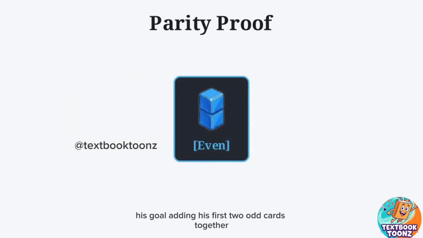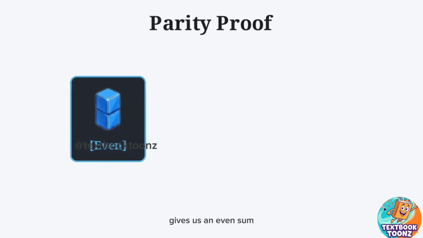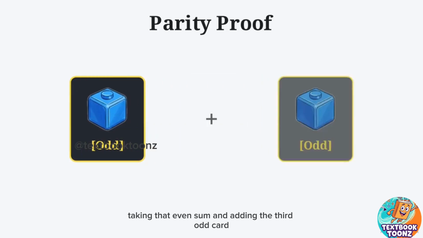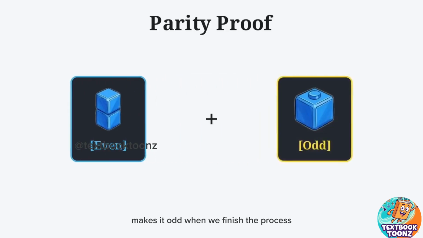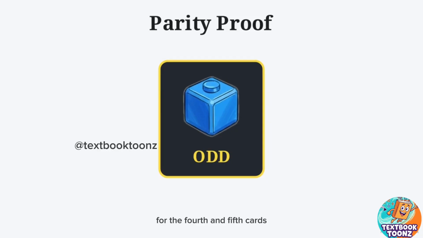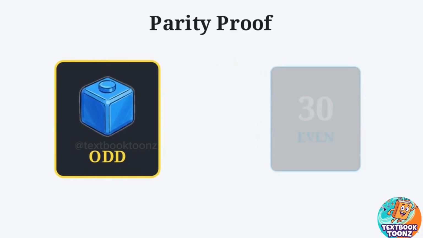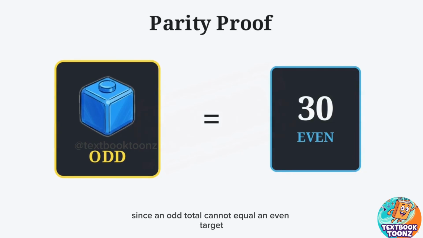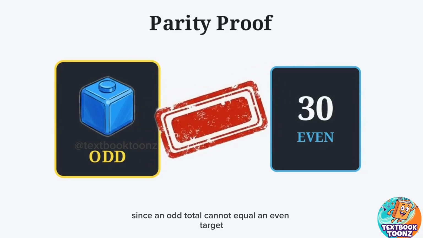Adding his first 2 odd cards together gives us an even sum. Taking that even sum and adding the 3rd odd card makes it odd. When we finish the process for the 4th and 5th cards, the sum of 5 odd numbers results in an odd number. Kishor's target of 30 is an even number. Since an odd total cannot equal an even target, his puzzle is mathematically impossible.